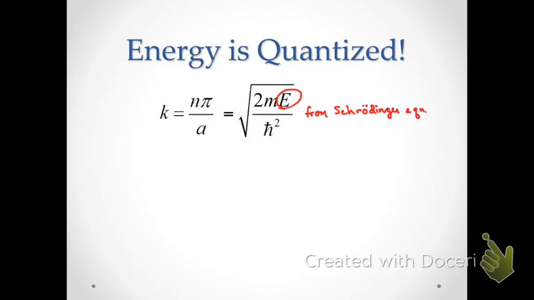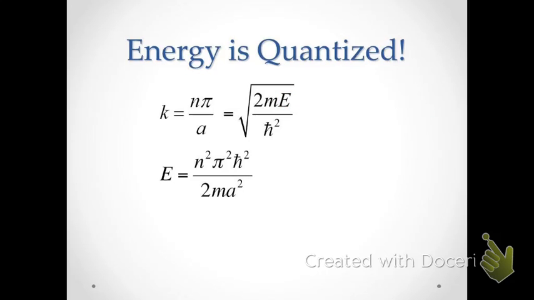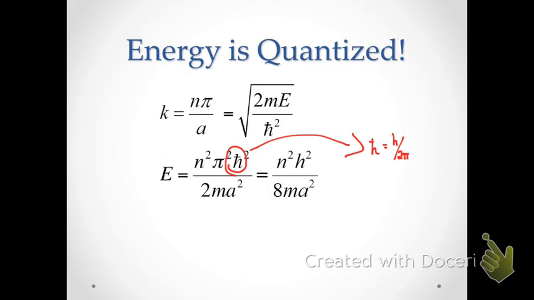If we do a little bit of algebraic rearrangement and solve for E, we get this expression here, where the integer n is equal to 1, 2, 3, 4, and above. If we recognize that h bar is equal to h over 2 pi, we can simplify it a little. Making that substitution eliminates the pi, and so we have n squared h squared over 8ma squared. Again, a would be the length of our box. So here we have energy.